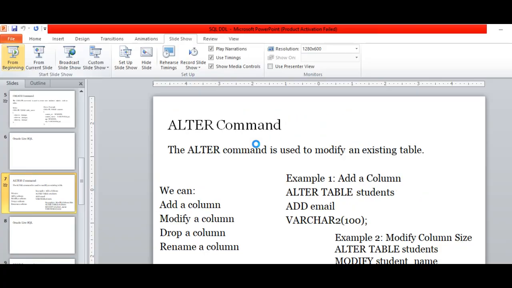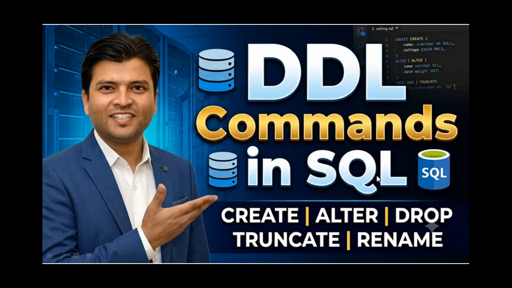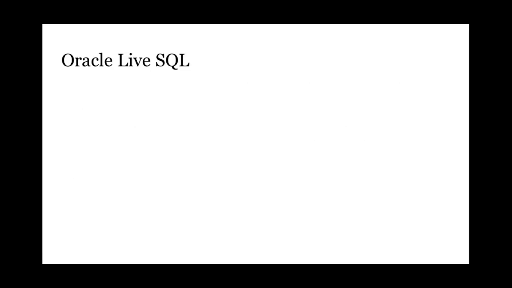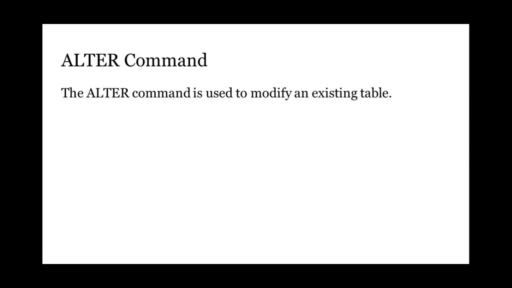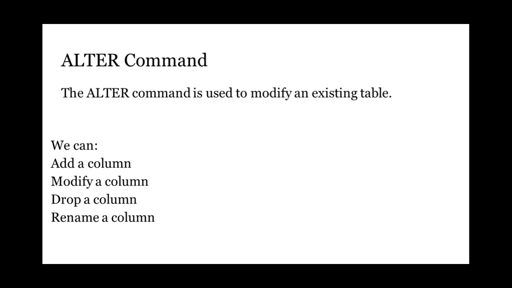Now we'll move to the next command, that is alter command. So this alter command is used to modify an existing table. If we are having already table which is available in our database, so we can alter that or modify that particular table. What we can do with alter command, we can add a column, modify a column, drop a column name and rename a column. These different tasks we can perform with the help of alter command.